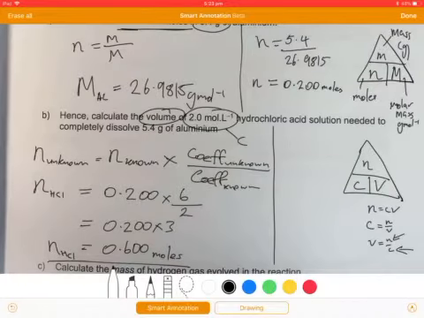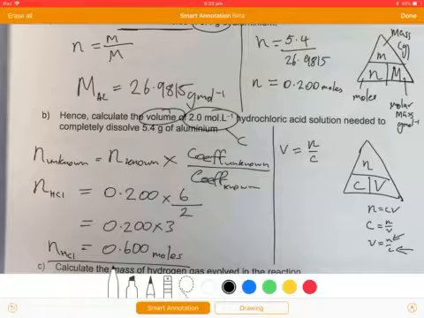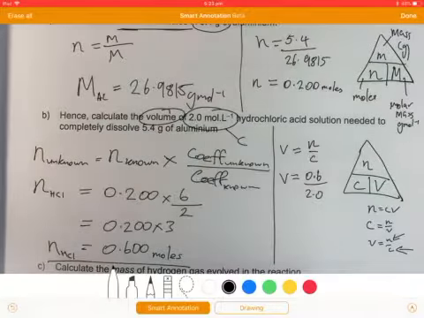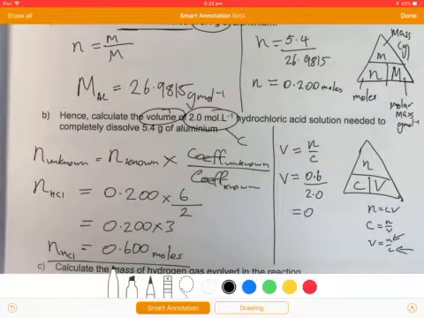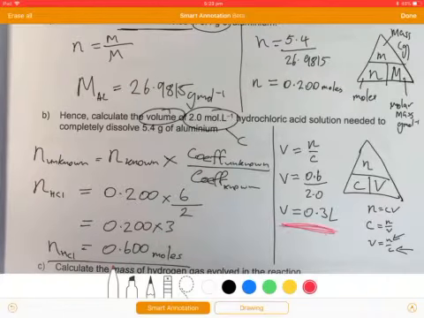We're not quite finished yet because we're being asked to calculate the volume. So our volume equals N over C. Therefore, the volume is going to be equal to 0.6 divided by the concentration, which was 2.0. And that gives us a volume of 0.3 litres. I'm not being too stressed on significant figures with this today.